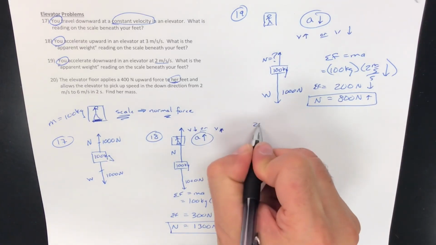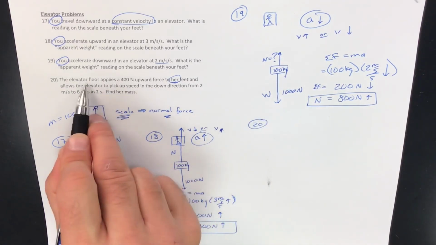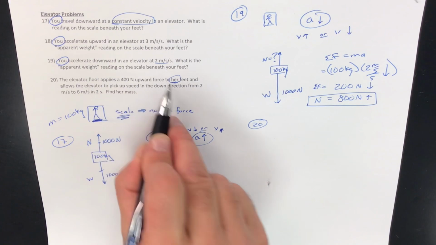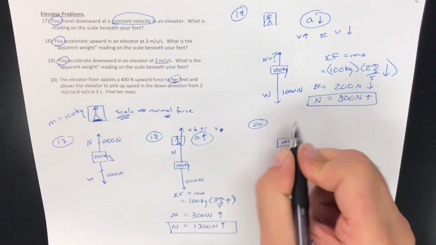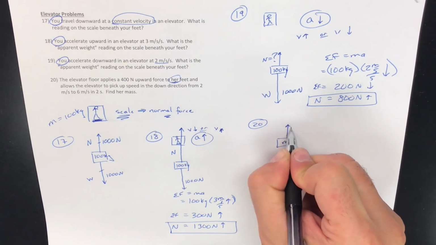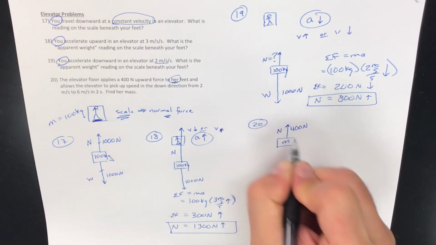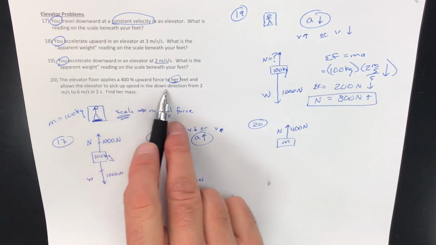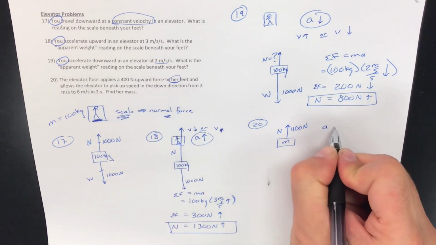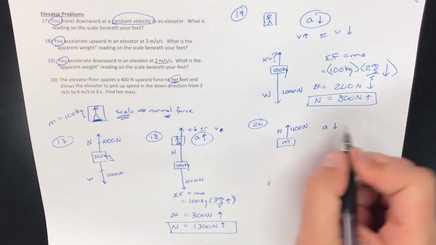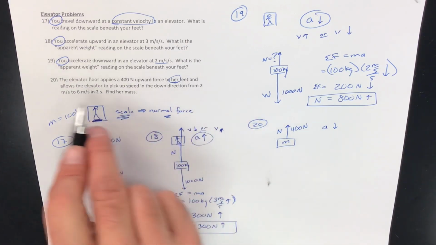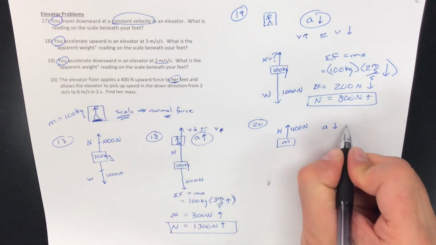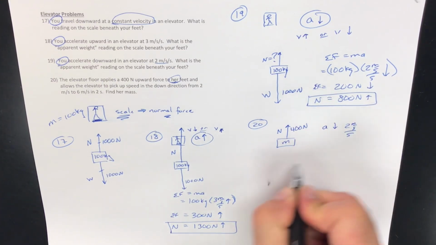And then number 20. The elevator floor applies a 400 newton upward force. So here she is. This is her mass. This is her upward force, 400 newtons. That is the normal force. She picks up speed in the down direction. Oh, the acceleration is down from 2 to 6 in 2 seconds. 2 to 6 is a 4 meters per second change in 2 seconds, which is 2 meters per second every second.